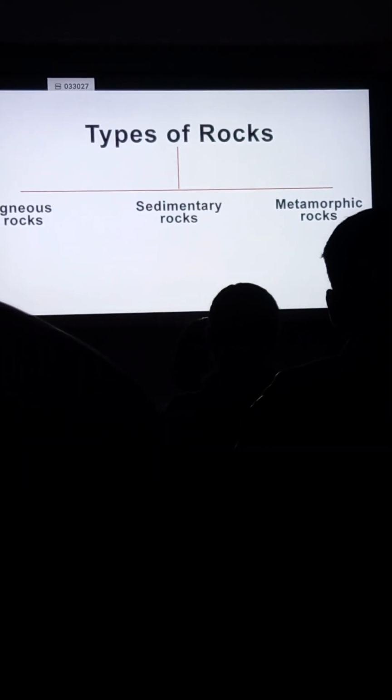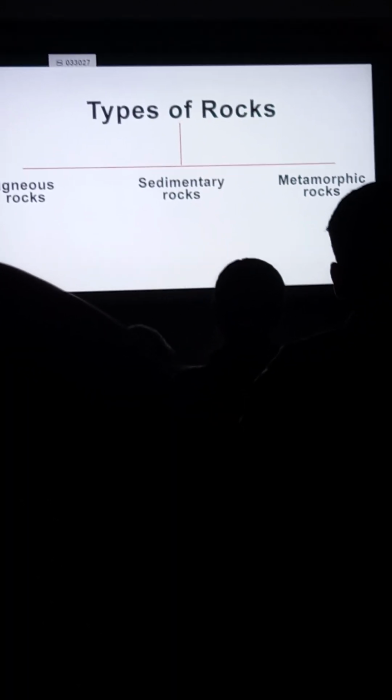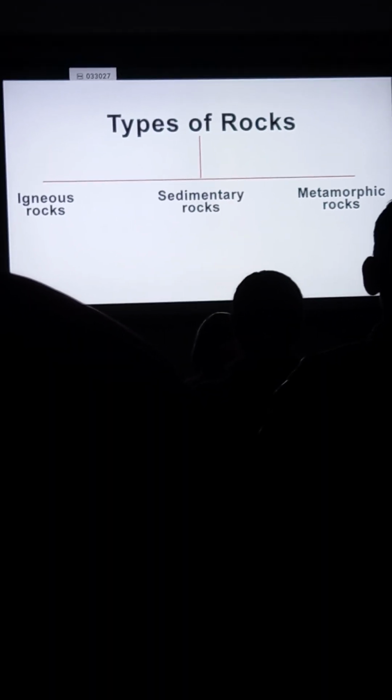The three families on the basis of the mode of formation. They are igneous rocks, sedimentary rocks, and metamorphic rocks. Let's understand each one of them. So the first one is igneous rock.